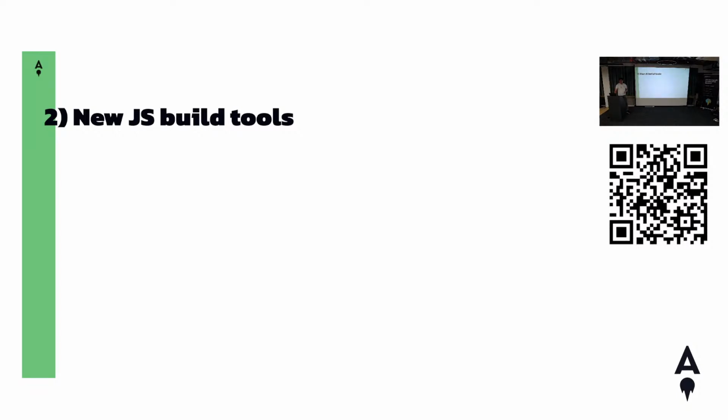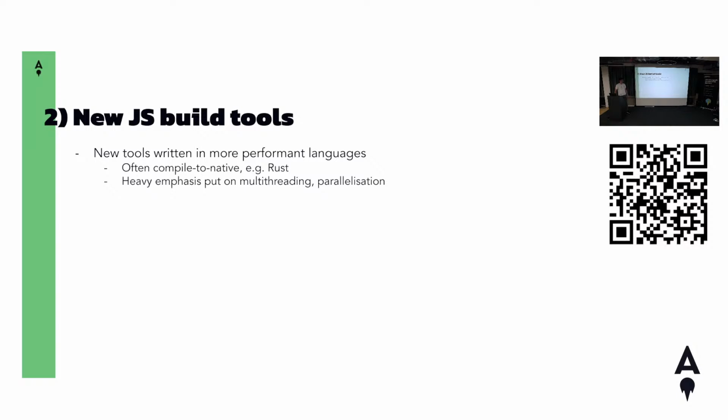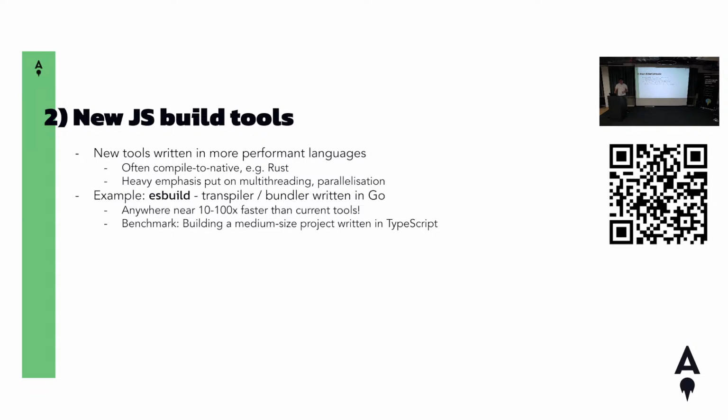And the other advancement I was talking about is that, yeah, we have new tools and new languages. They are very optimized. And one of those, as an example, is ESBuild, which is a transpiler written in Go. And it's fast. It's like anywhere near 10 to 100 times faster than our current tools. So if you're like me, you absolutely don't believe that, and you want to see some benchmarks. So here's a benchmark, a medium-sized project written in TypeScript. How long does it take to transpile or build the project, right?